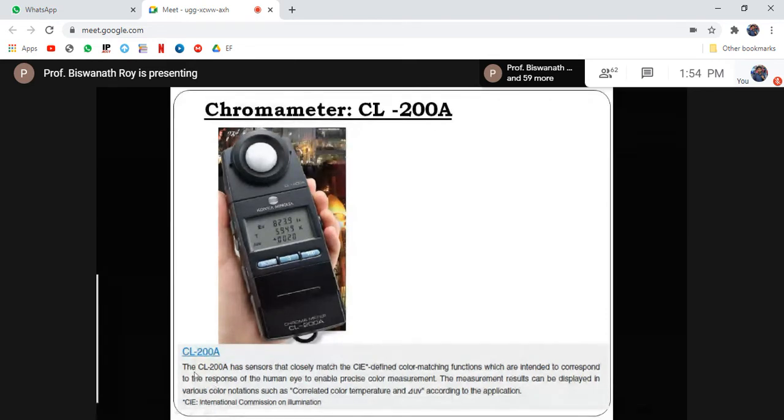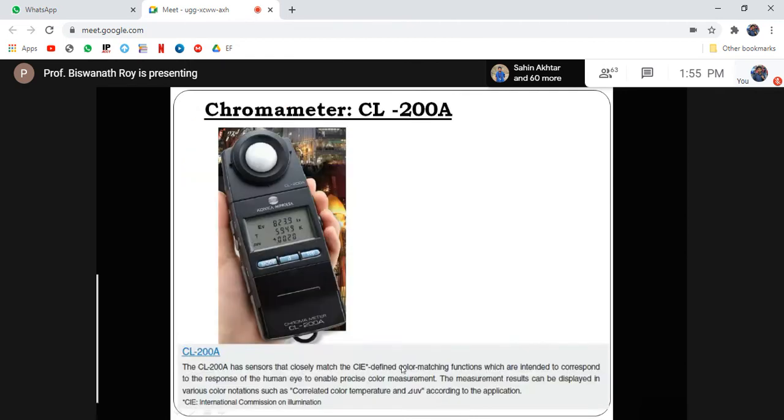Now, what is written here? Let me read. The CL200A has sensors that closely match the CIE, the International Commission on Illumination, the apex international body on lighting, color matching functions, which are intended to correspond to the response of the human eye to enable precise color measurement. The measurement results can be displayed in various color notations such as correlated color temperature; these are different parameters of color. We will concentrate here only on the value of T, or correlated color temperature, in Kelvin.